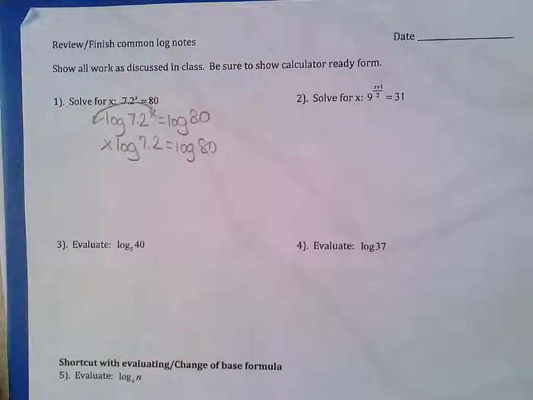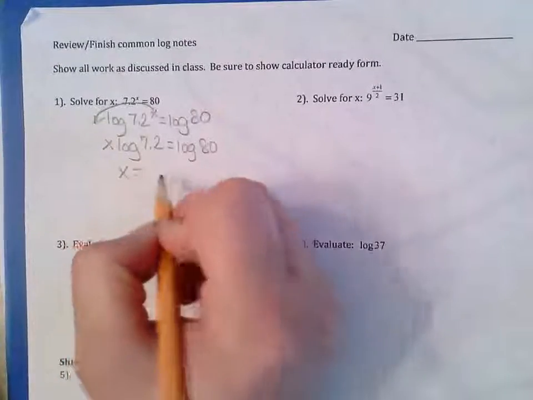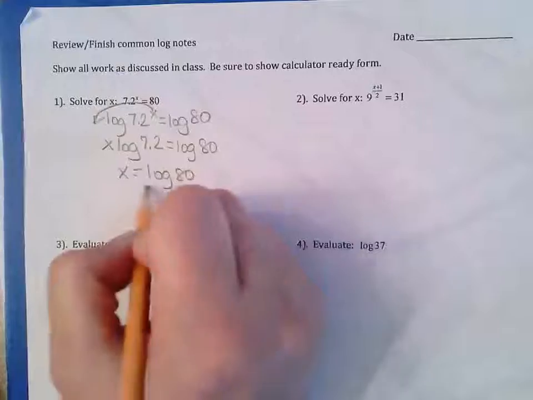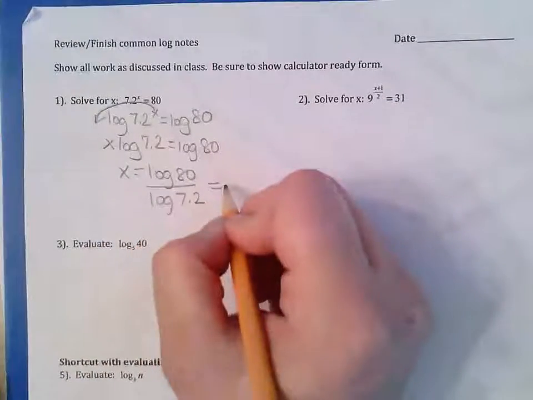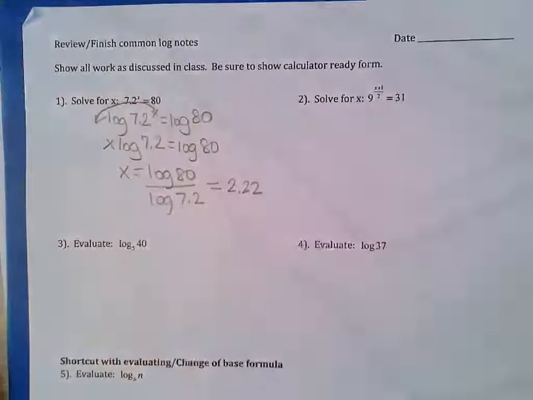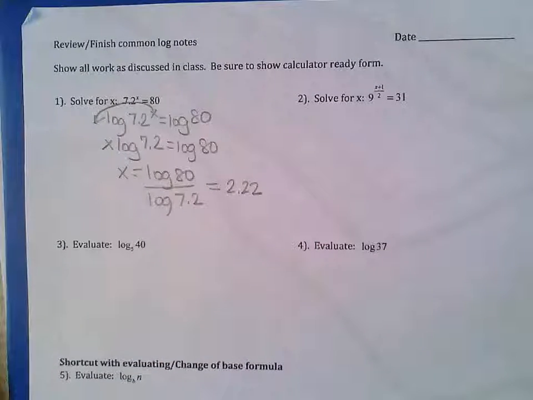And then finally, to get x by itself, we're just going to divide by log 7.2. So log 80 divided by log 7.2. That in the calculator will come out to be 2.22. So hopefully after checking last night's homework, you saw that you were able to do them all right in the calculator. Number 2, similar again, just with some extra operations.